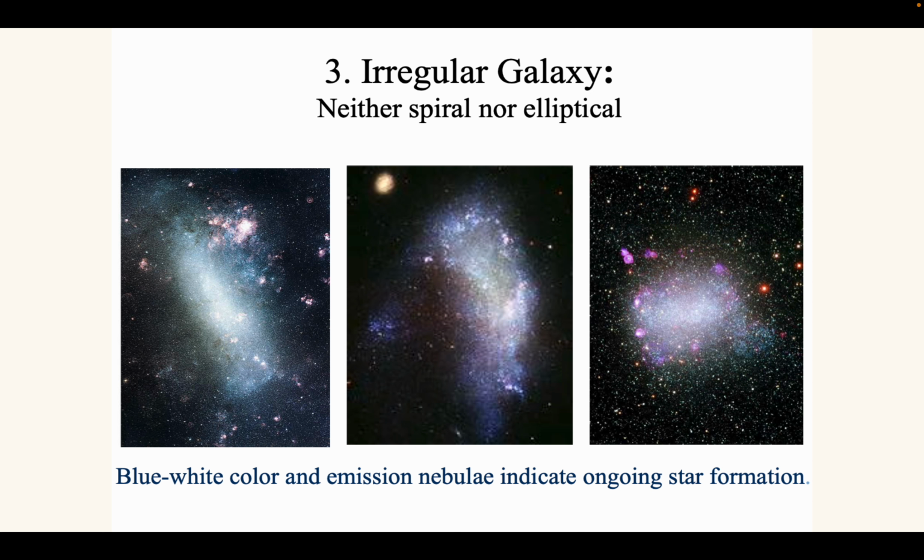Irregular galaxies have very massive stars, which have their spectrum peak in the UV frequency. So you can see this bluish white color if you observe those irregular galaxies. This indicates that there must be young stars present in the system. So there is ongoing star formation in irregular galaxies.